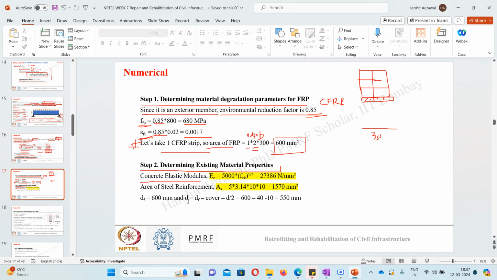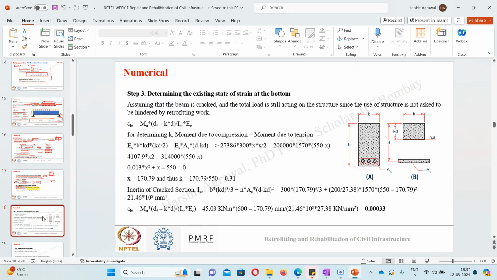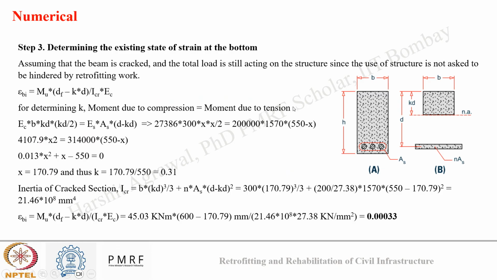Okay, so my effective depth will be 550 mm. Now, step 3 is to determine the existing state of strain at the bottom. Why do we need this? So that we can determine the strain in FRP, epsilon_fi, that we saw earlier. For determining this, I need to first calculate the epsilon_bi value also. And how to determine this epsilon_bi, we will look here.